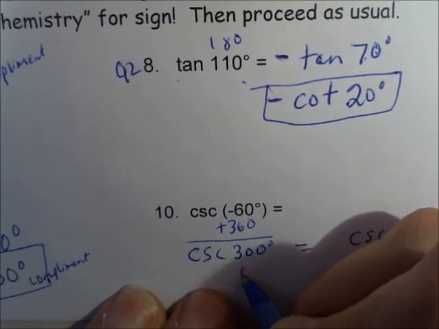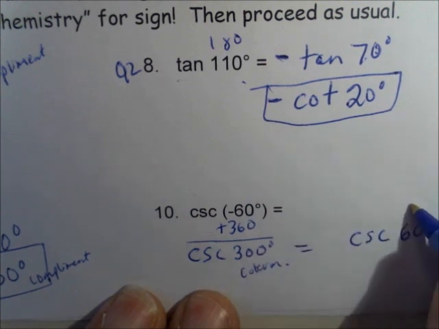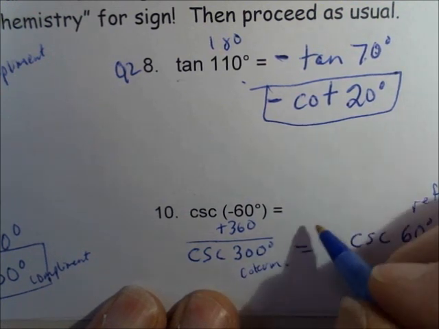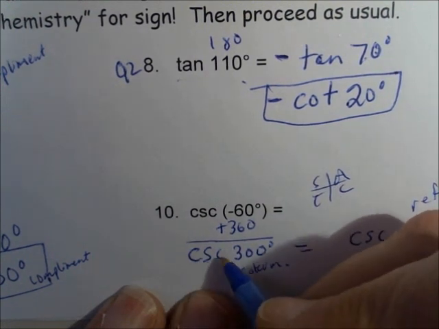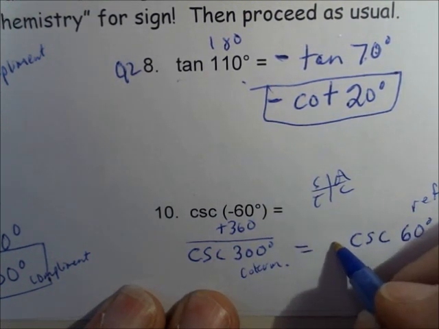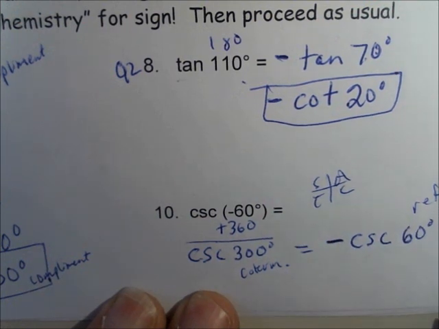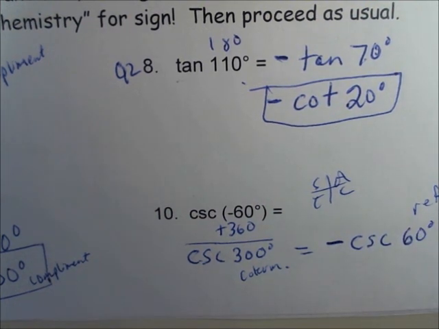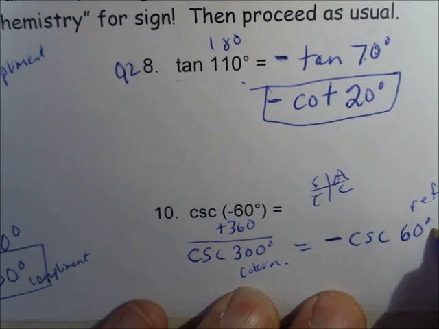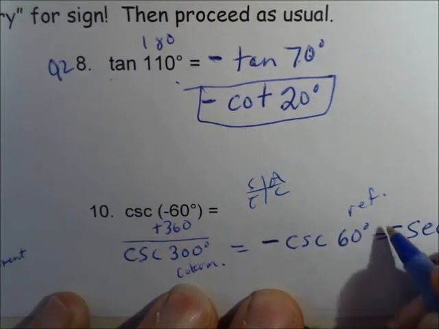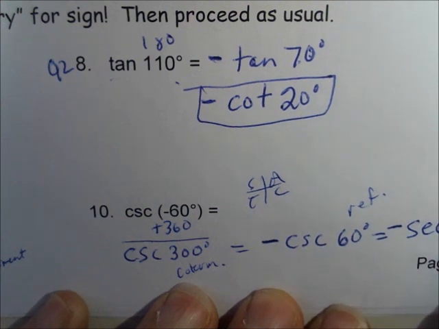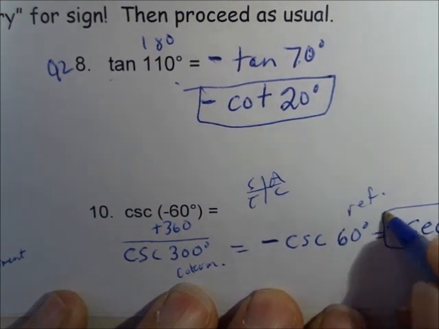So we got the coterminal. We got the reference. Oh, and all students take chemistry says the cosecant, which is the reciprocal of the sine, goes negative, so cosecant will also go negative. So negative cosecant of 60 is the same thing as the negative secant of the complement, 30 degrees. So that would be the final answer there.